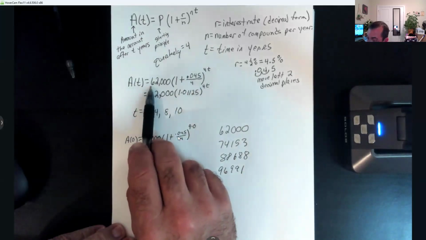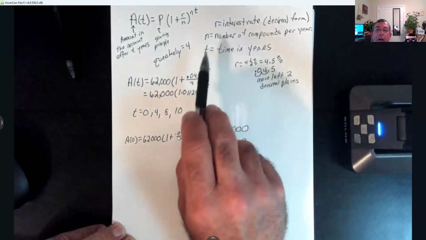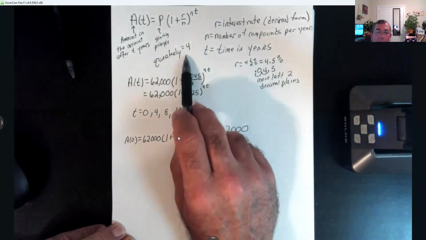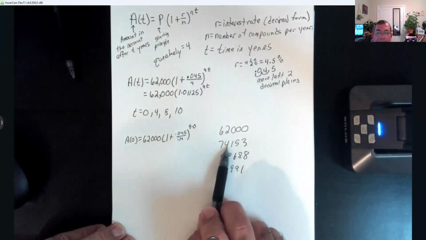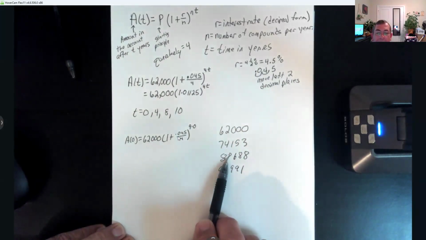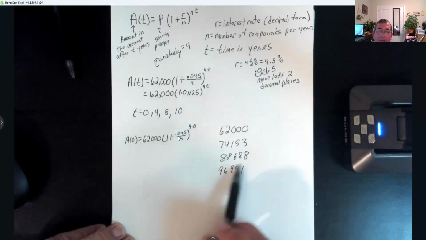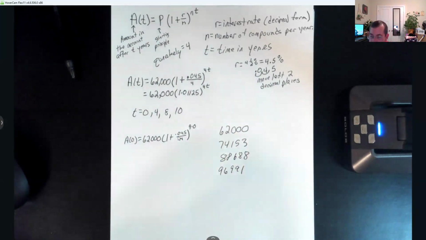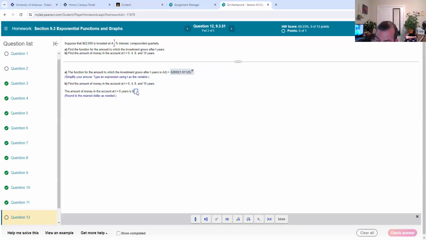So, y'all, what that means is if I invested $62,000 at 4.5% interest, compounded quarterly, after 4 years, I got 74,000. 8 years, 88,000. 10 years, 96,000. So you've made over 30,000 just letting your money sit in the bank. Okay. So for that, you would just go to MATLAB and you're just putting in those amounts you got.